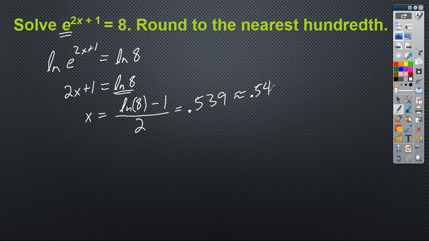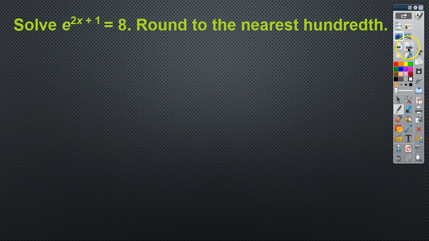Okay, so it's not horrible, guys. It's just a new step to put in your toolbox of how to get the x by itself. Okay, so let's see what we got next.